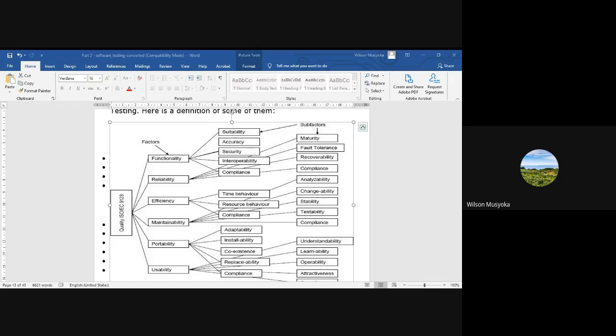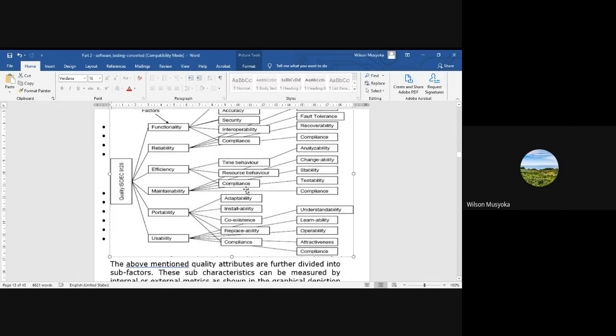Coexistence is that it is able to work with others. Coexistence is closely related to interoperability. It is able to exchange information, exchange data, and communicate with other systems within that platform we are looking at. Then replaceability: you are able to replace this system or update it accordingly without any challenges. And then compliance, is it complying to the set standards as expected?